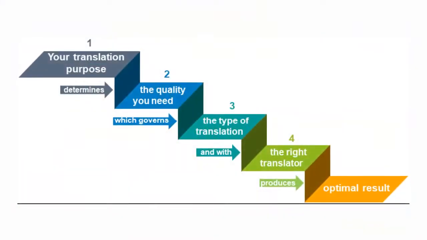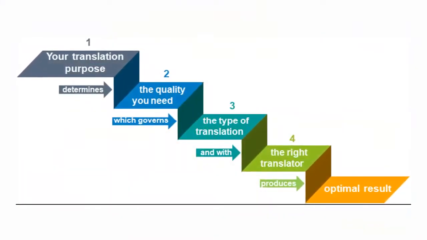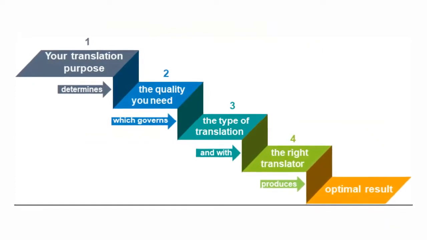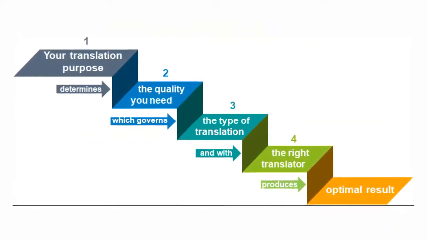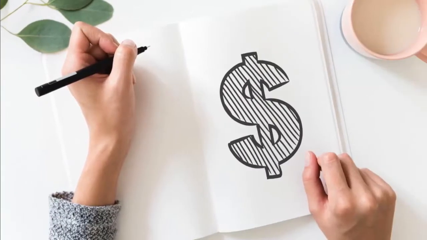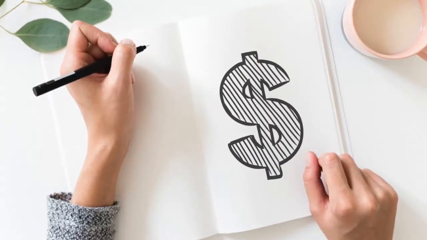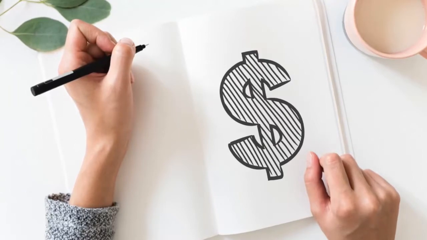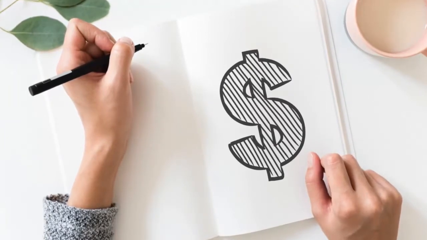So that's it, your 4-step process to always getting exactly the translation you need. It'll deliver you a high quality translation when you need it, and one of lesser quality when that will serve your purpose. So it's a process that's really about value for money. It gives you the most economical translation for your needs. We hope you find it useful.